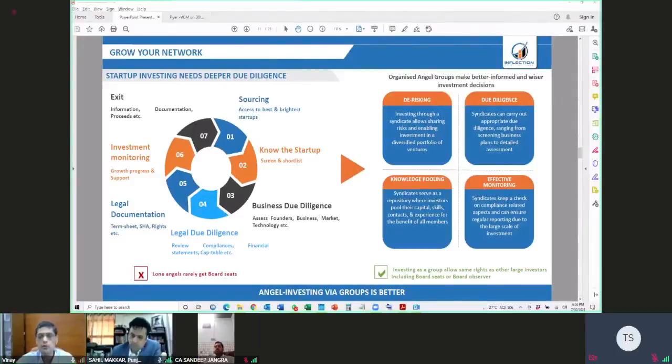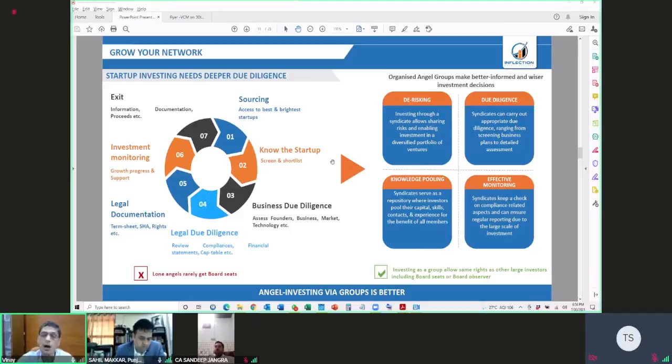Now, how should you invest? It is by investing with groups, with people like Sahil, who come together with another group of people, where you have a chance to go deeper. You look at sourcing, you know the startup, you know the founder, you look at the legal documentation, you look at the business due diligence, and you can negotiate far better terms to be able to get a board seat, for example. Individually, none of us can do that because the business has to be looked at end to end. So organized angel groups can make far better decisions collectively rather than trying to work with the startup individually.